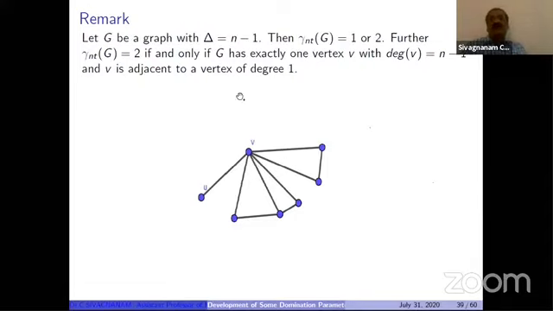When is it possible? When G has exactly one vertex V with degree of V equal to n minus 1, and V is adjacent to a vertex of degree 1. So V is a support vertex. So G contains a support vertex of degree n minus 1, exactly one support vertex of degree n minus 1. Okay, so G contains a support vertex of degree n minus 1. Then gamma nt of G is compulsorily 2.